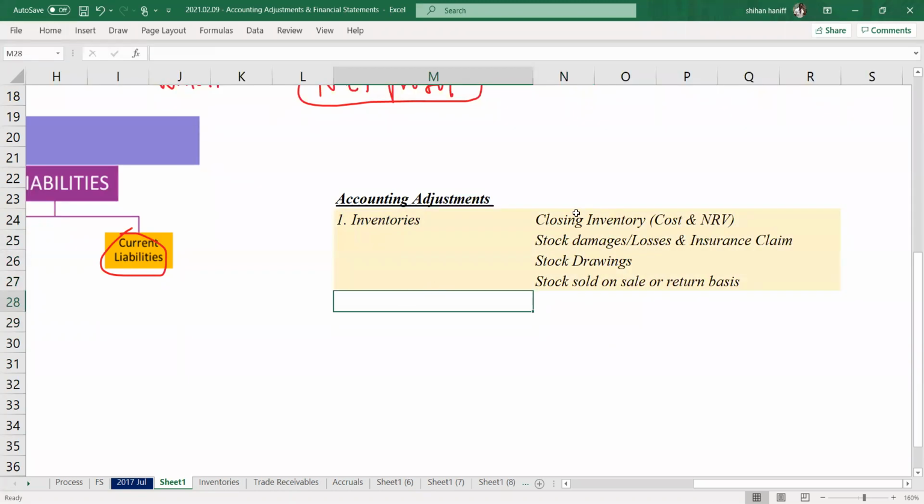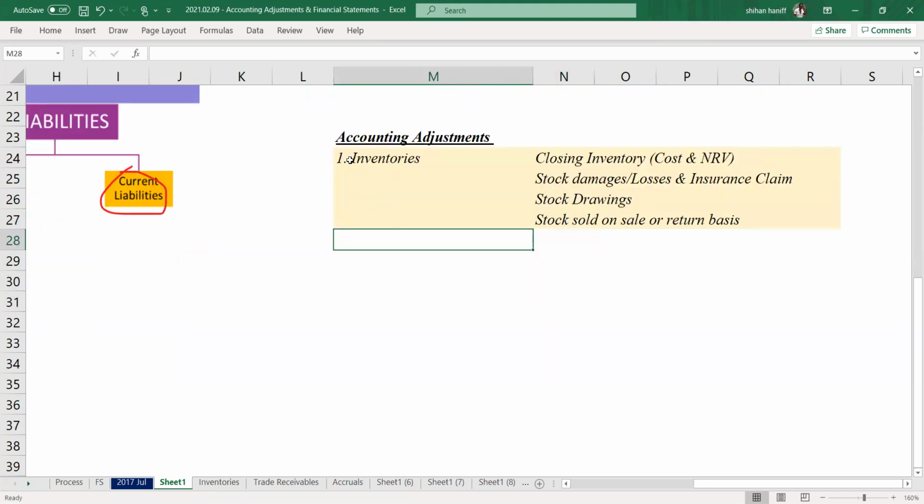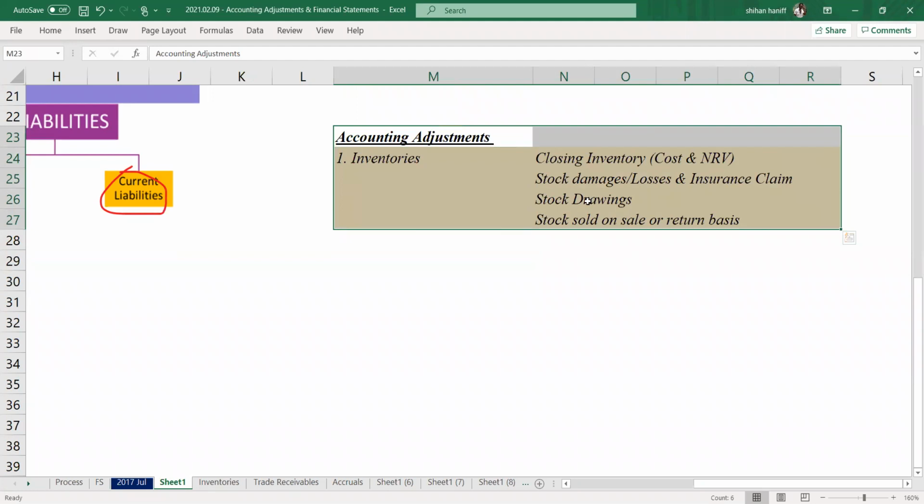Right. So I will explain one by one. Most important thing in the preparation of financial statements is accounting adjustments. If you can do these adjustments, you can do any question from company accounts to partnership to sole proprietorship, incomplete records, non-profit organizations, right? All the questions are based on the accounting adjustments, right?